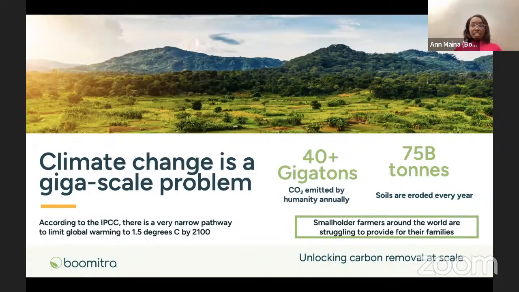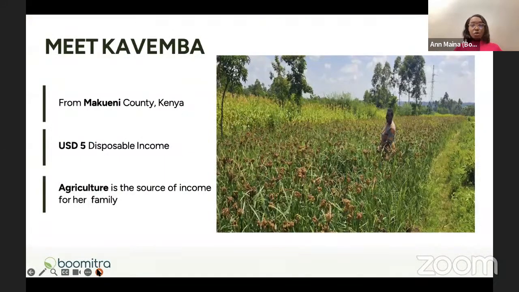So with climate change at play and with soil erosion highly degrading our lands, we are seeing that our farmers, mostly our smallholder farmers around the world, are struggling to provide for their families. So I would like to introduce you to one of the farmers that we are working with in Kenya. So meet Kavemba.